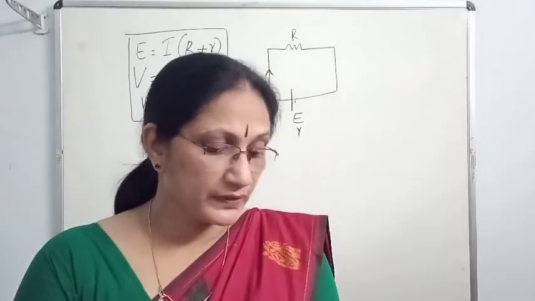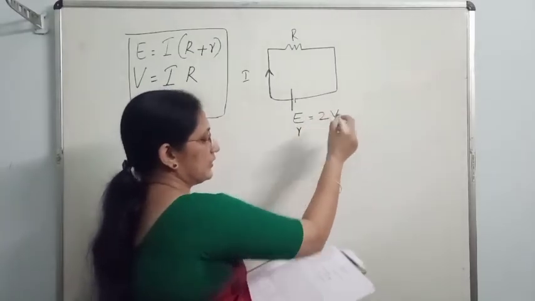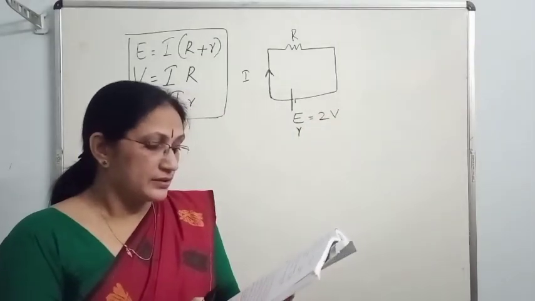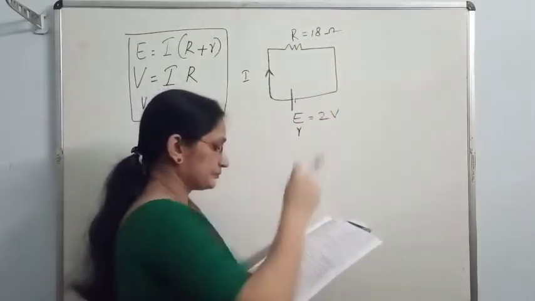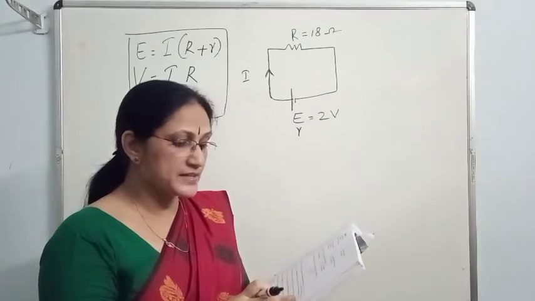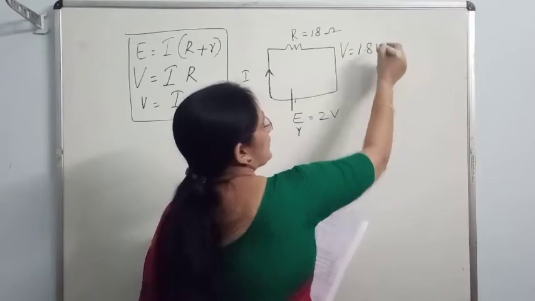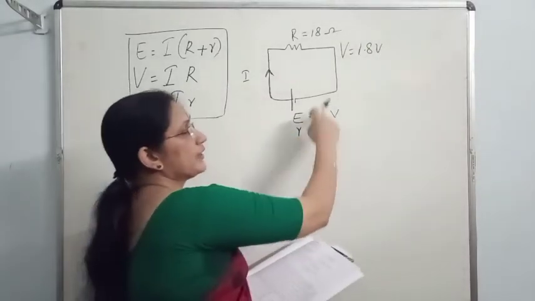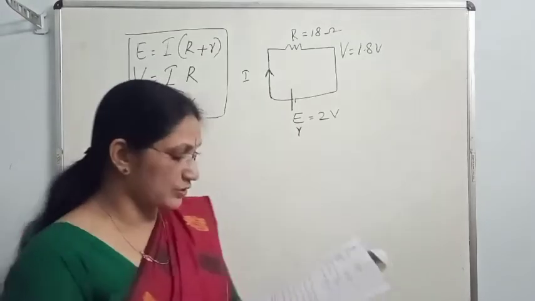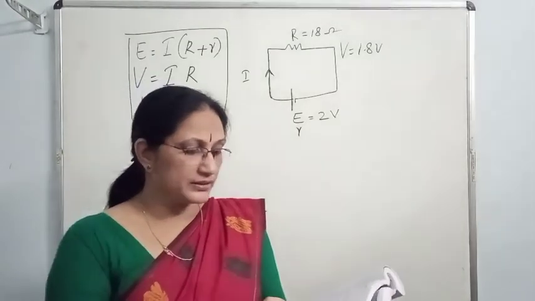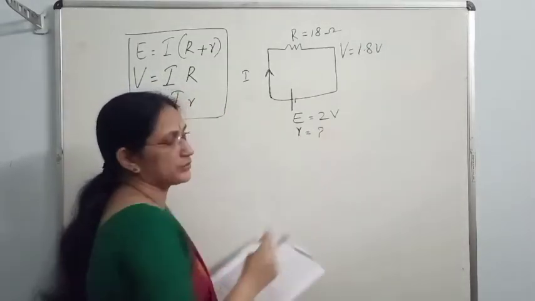Numerical number 2. The EMF of a cell is 2 volt. Look at the diagram. On connecting it with a resistance of 18 ohm, the terminal voltage of the cell drops to 1.8 volt. Means capital letter V is 1.8 volt. Cell is of 2 volt, but when it is connected across a resistor, it gives a terminal voltage of 1.8 volt. Calculate the internal resistance of the cell.